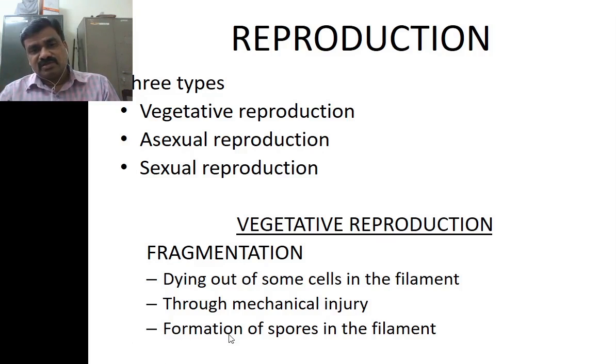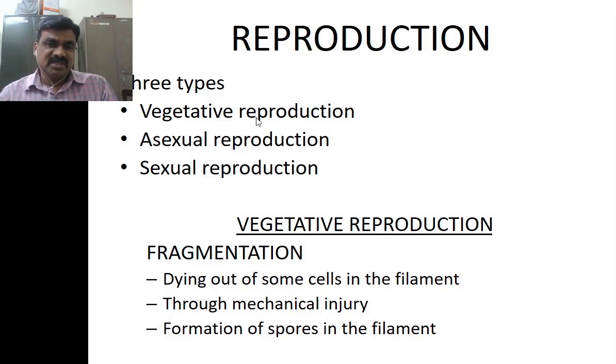The second is mechanical injury, mainly due to water current, consumers, or the activity of human beings, whatever it may be. Then, formation of spores in the filament. The cap cells present in the Oedogonium filament are responsible for the production of akinete spores, asexual spores. Because of the presence of these spores, the vegetative cells are disconnected from each other, separated, and develop into new fragments.